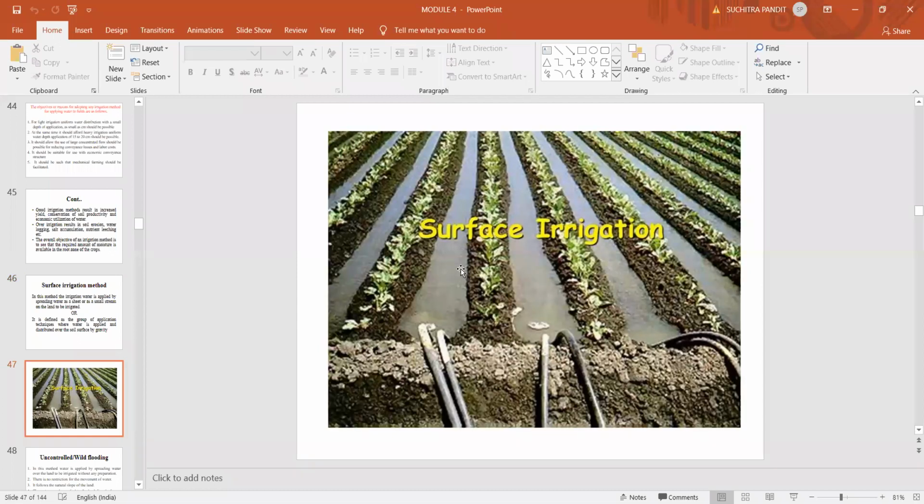Now this figure shows the surface irrigation method. The whole area is divided into a number of rows here, and these are the small earthen bunds. In between these earthen bunds, you can supply the water, and here the plants are grown. This figure shows the surface irrigation method generally practiced in our country.